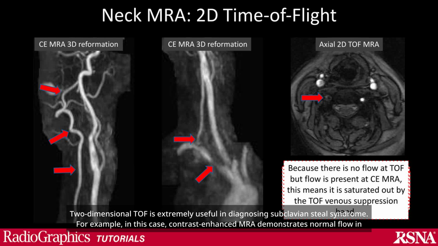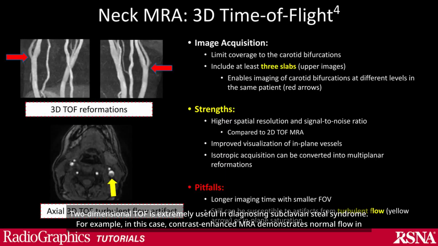For example, in this case, contrast-enhanced MRA demonstrates normal flow in the right vertebral artery, along with a focal stenosis of the right proximal subclavian artery. However, the TOF sequence shows absence of flow in that same vertebral artery. This discrepancy occurs because the venous suppression band of TOF has saturated out the retrograde arterial signal. Thus, when TOF shows absent vertebral artery flow, but contrast-enhanced MRA demonstrates flow, the diagnosis of subclavian steal can be confidently made.